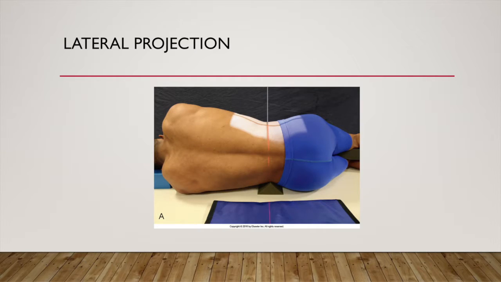Alright, for the lateral projection, have the patient lie down on their left side with their knees bent and arms up and out of the way. Of course, this can be done with the patient standing upright with their left side touching the wall bucky with their arms out of the way in front of the body.